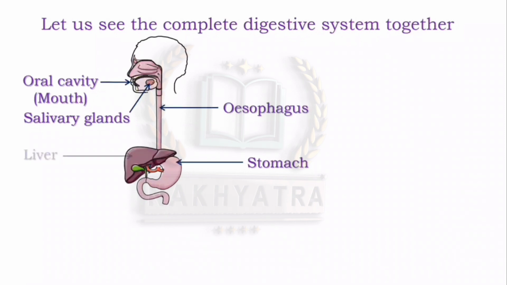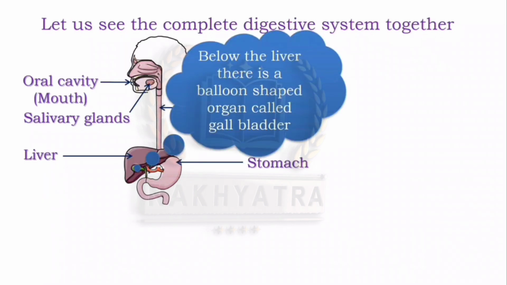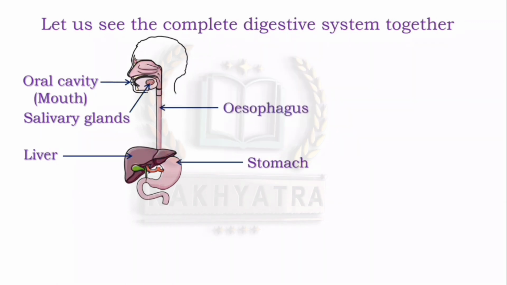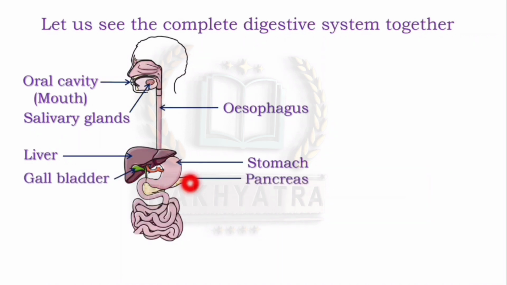The next is the liver, which is present on the upper right side of the stomach. The liver is essential for digesting food. See, below the liver there is a balloon-shaped organ called the gallbladder. Can you see here? The green one, it's like a balloon, so it is called the gallbladder. Then behind the stomach, the pancreas is present, and this is the small intestine. It helps to further digest food coming from the stomach.